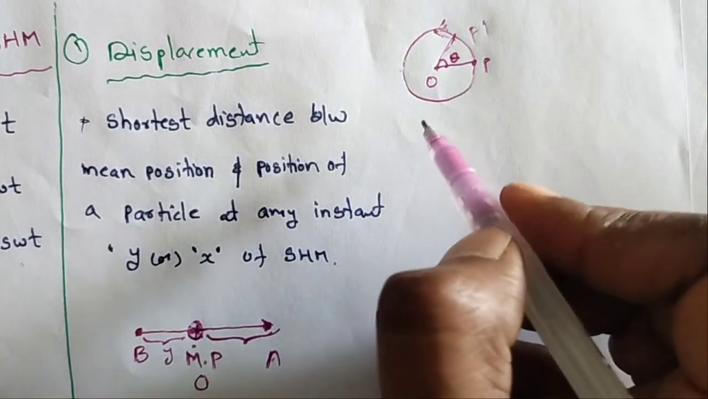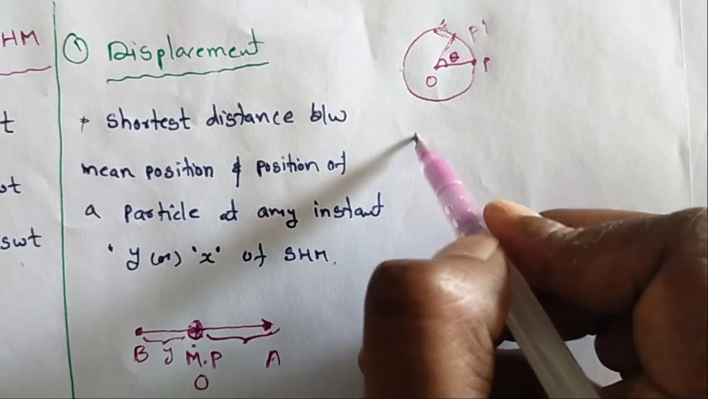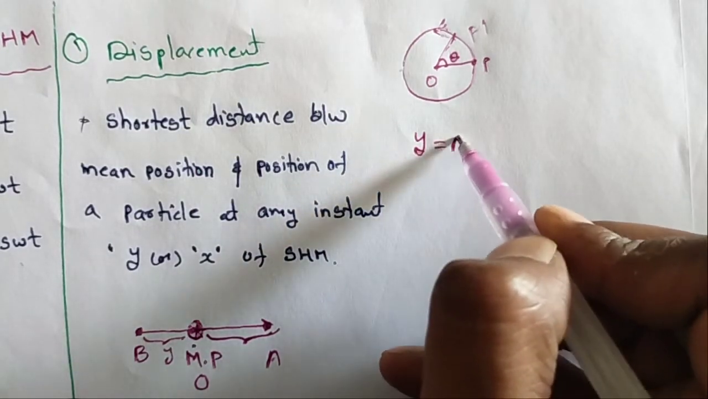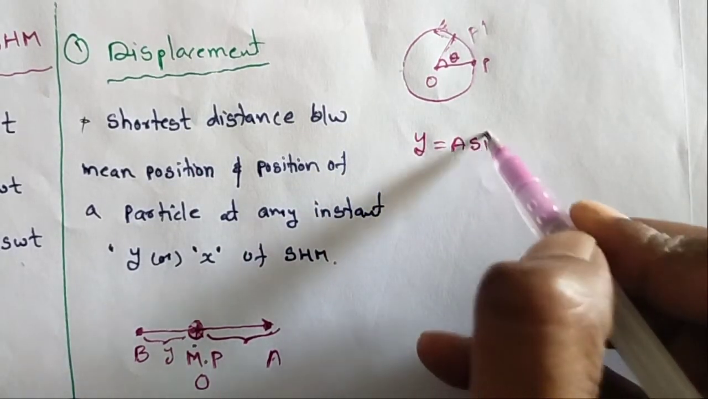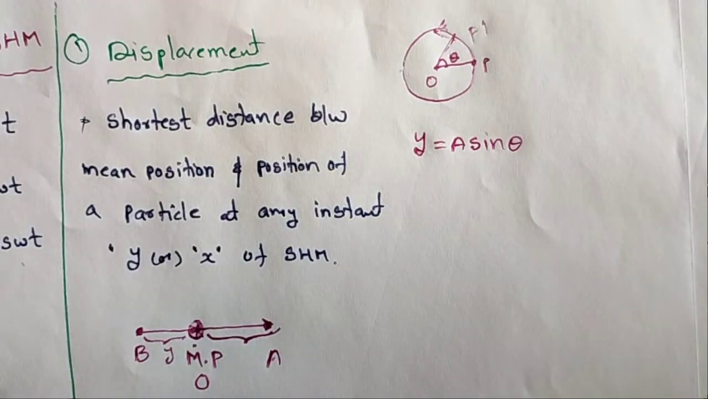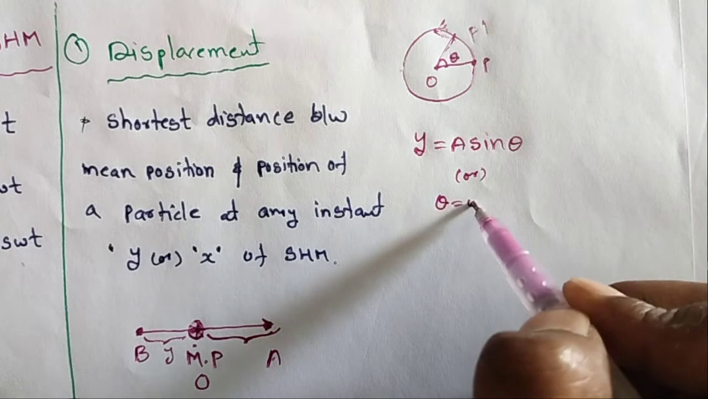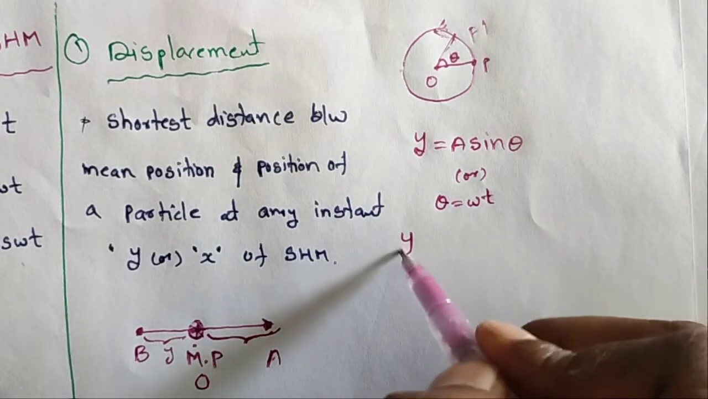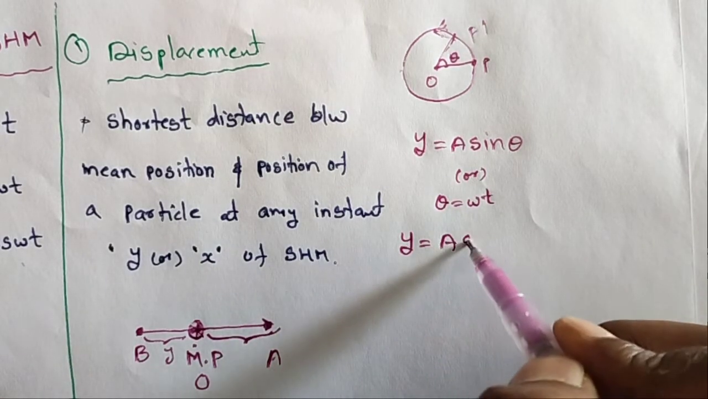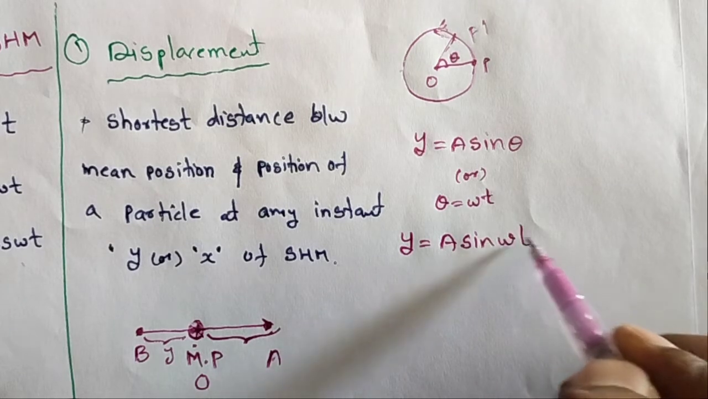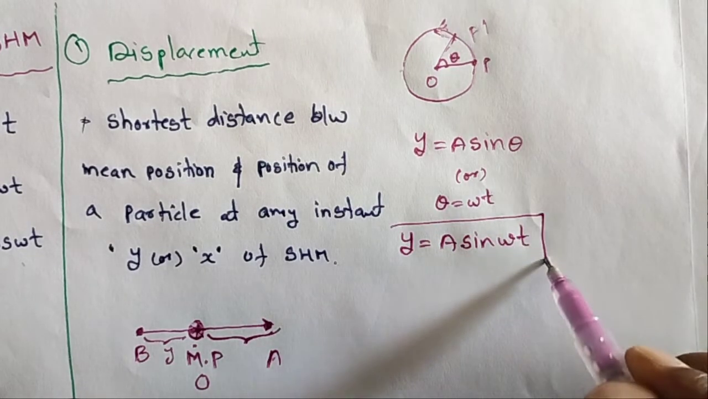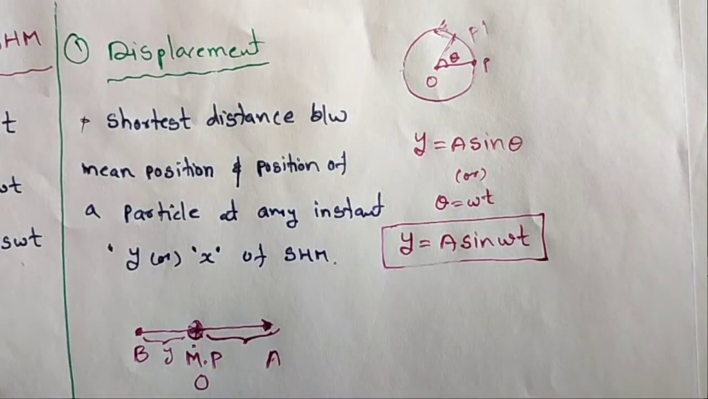So in the previous case, what is the displacement equation? y is equal to A sin theta. This is the equation of the displacement. We know that theta is equal to omega t. So y is equal to A sin omega t. This is the displacement of a simple harmonic motion.